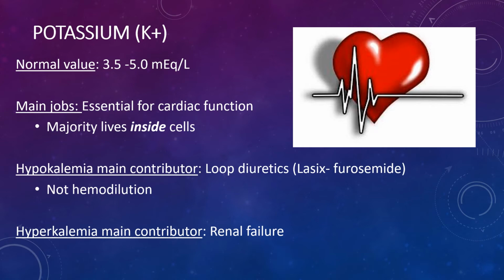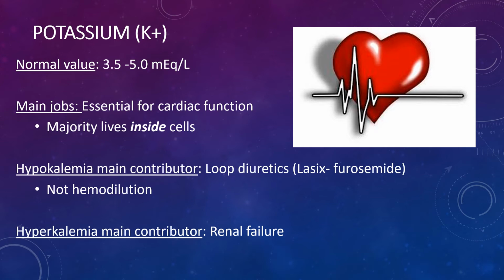Not hemodilution. Hemodilution is not a huge contributor to low potassium because it lives inside the cells. Hemodilution contributes to our low sodium, but not necessarily potassium. So those loop diuretics and insulin too. Insulin, every time you give your diabetic patient a subcutaneous injection of insulin, we're pushing more potassium back into the cells and we're making them more hypokalemic.